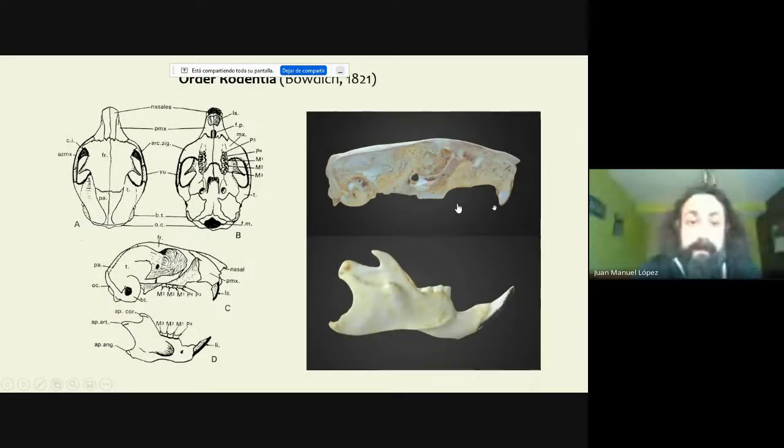Rodents are characteristic. This is a cranium. This is the ventral view or the occlusal view with teeth, and lateral views. The main characteristic is that they have no canines. They have incisors, and there is a gap that is called the diastema. In the smallest species, there are only molars, no premolars. The biggest species may have one P3 or P4, but the smallest species have only molars.